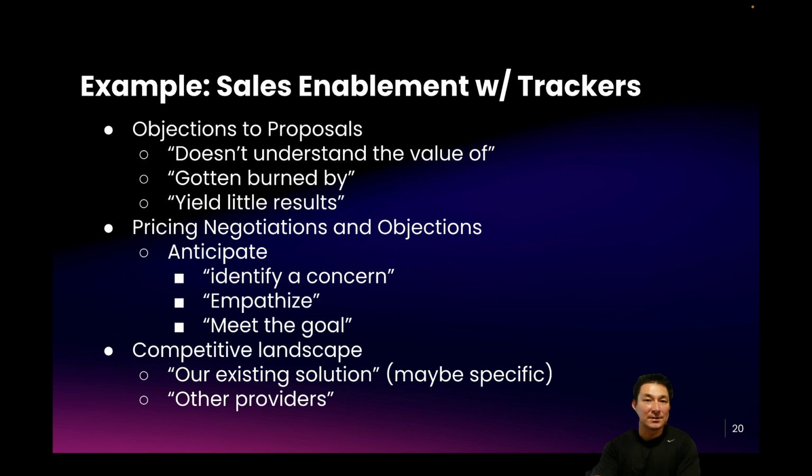Trackers can also be used to detect price negotiations or objections to anticipate the direction of the conversation, so you can meet those objections head on. This can be done by recognizing phrases like, identify a concern, empathize, or meet the goal.